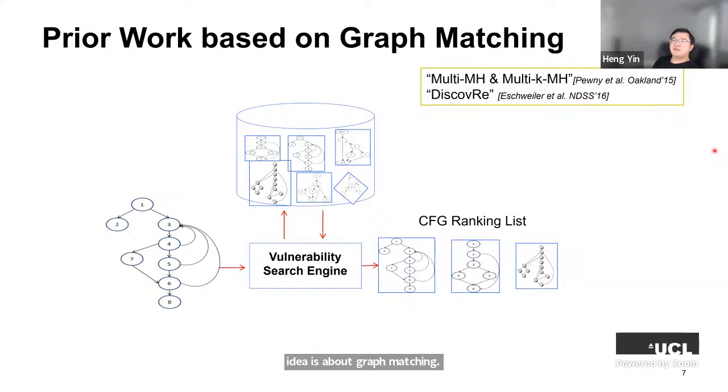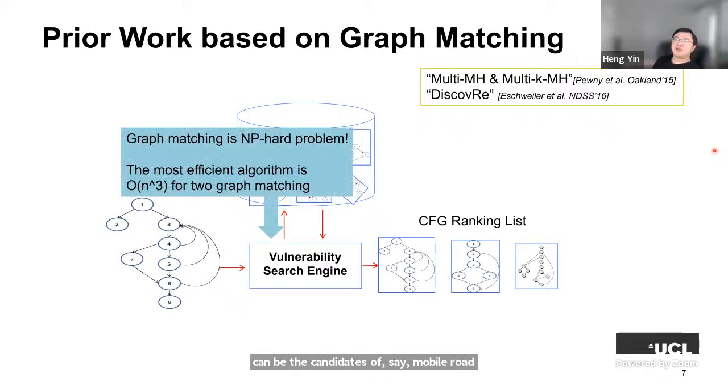Essentially, you have an input control flow graph, and you have a database of lots of control flow graphs. And then you have this kind of search engine, such that you want to find the control flow graph that is most similar to your input graph, and they can be the candidates of, say, vulnerable functions.